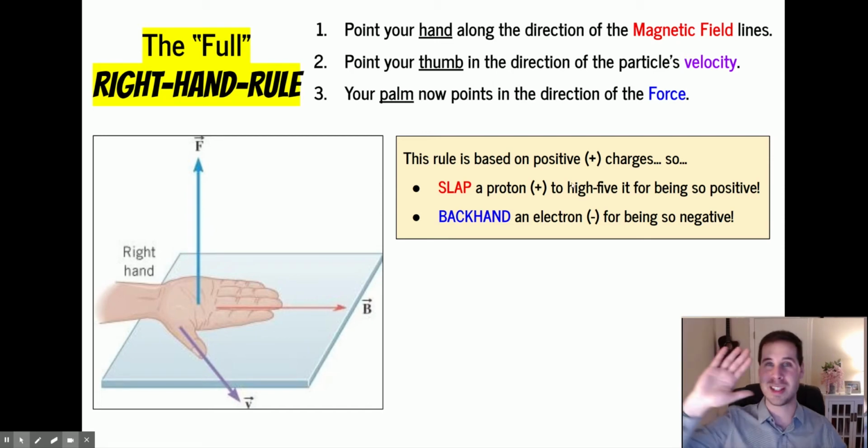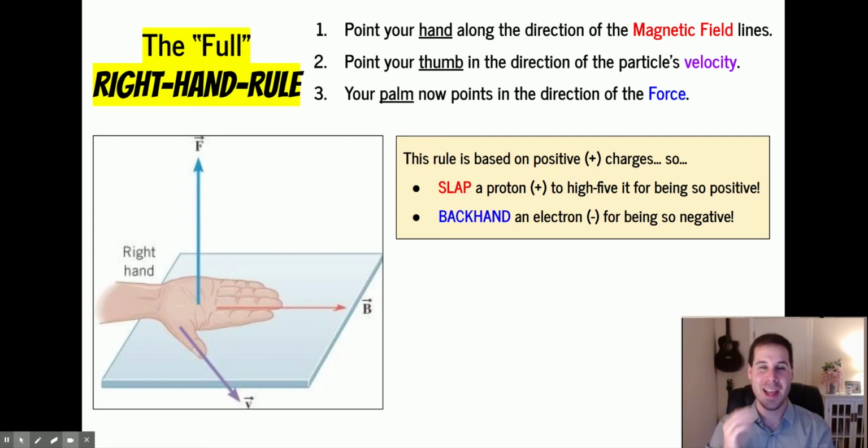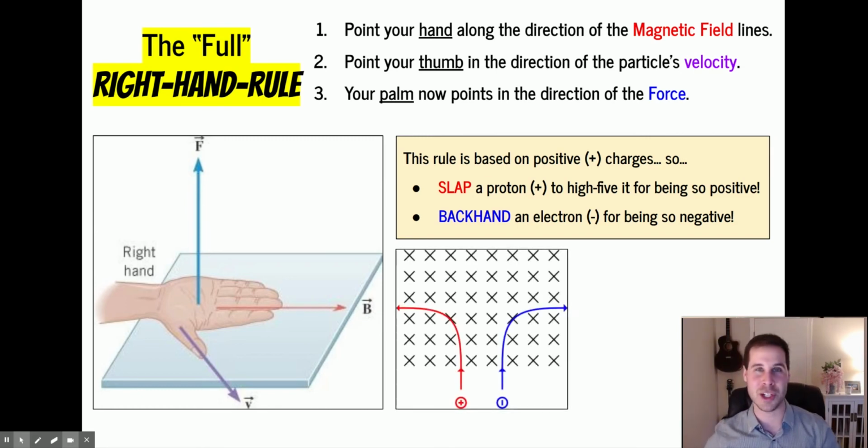So you need to slap a proton with your palm, as the rule indicates, to high five it for being so positive, and you should backhand an electron, whack, for being so negative. Tsk, tsk, electron. So we use our palm, as the rule implies, for anything that's positive, because that's by default the types of charges we'll be talking about in our problems. But if there's an electron at play, you need to consider using the back of your hand instead of the front of your hand to think about where the forces will go. Here's a visualization of this.